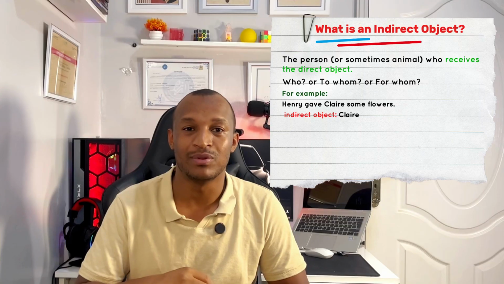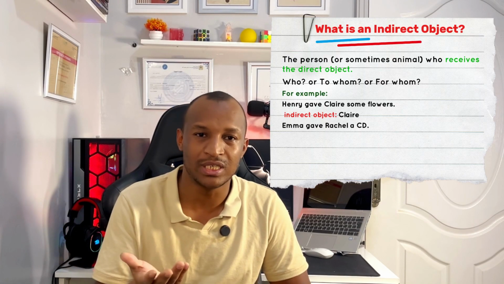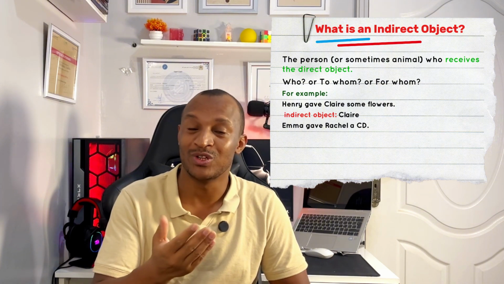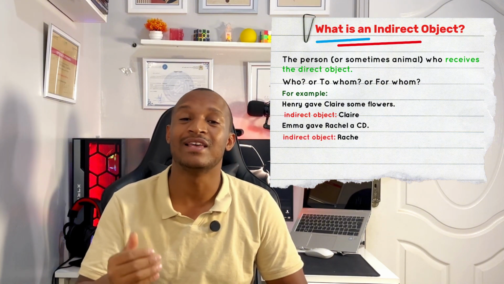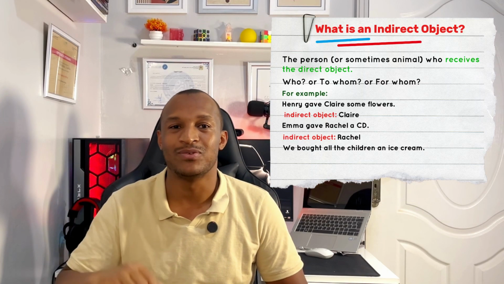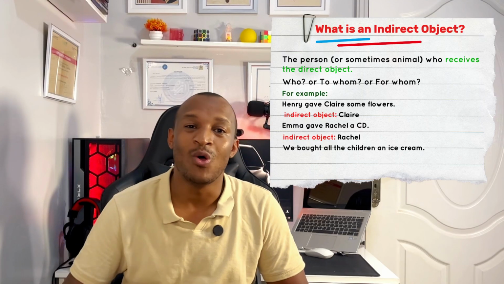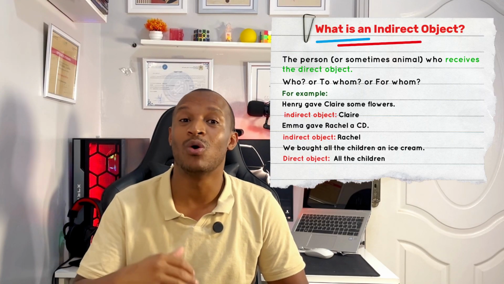Let's see more examples. Emma gives Rachel a CD. Who receives the CD? Rachel. So Rachel is an indirect object. We bought all the children an ice cream. Who receives the ice cream? Exactly, all the children. So, all the children is an indirect object.